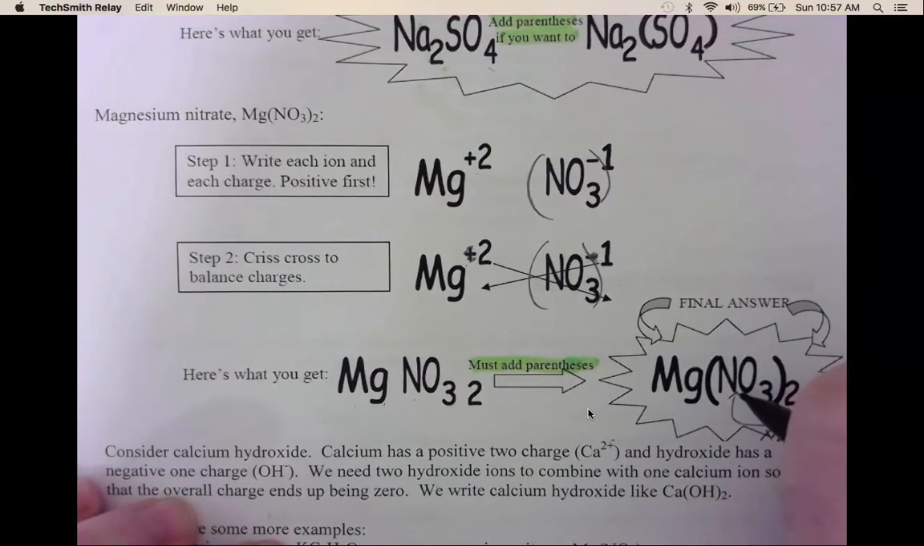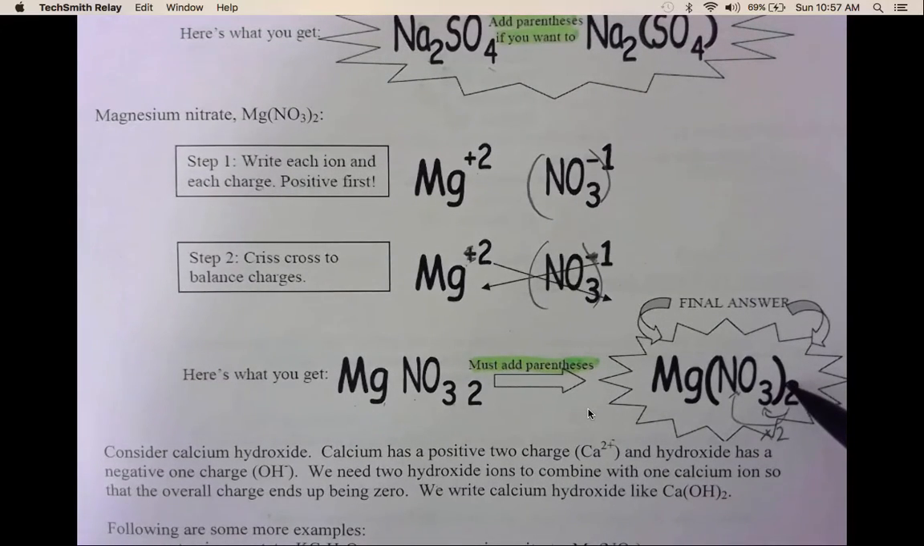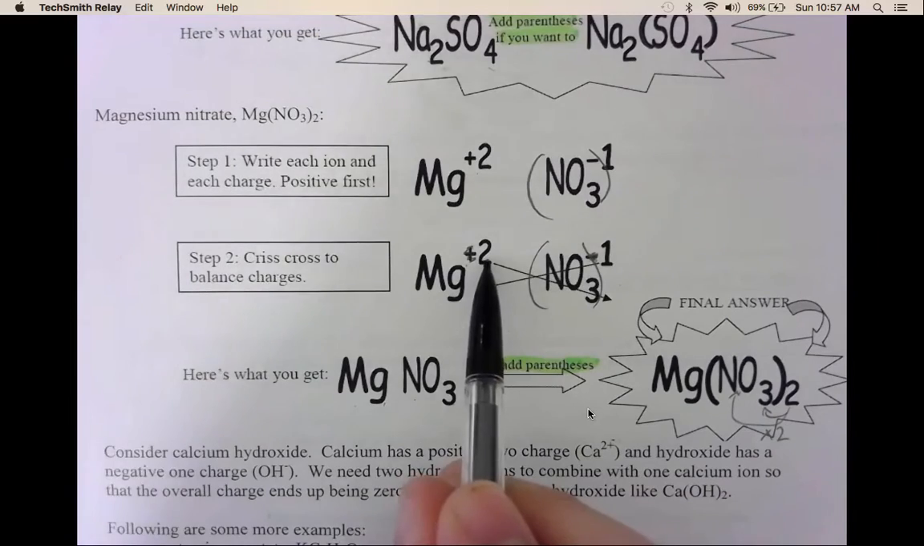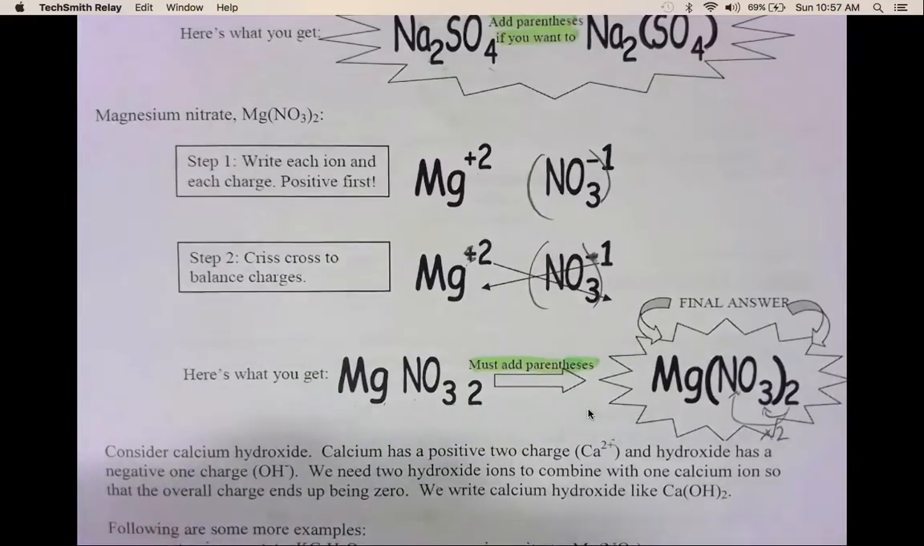So then you're going to multiply times 1 right here to have 2 nitrogens, and then you're going to multiply 2 times 3 to have 6 oxygens, and we still have 1 magnesium. So you can see the difference between when we need parentheses and when we don't. We need parentheses when there is going to be a number greater than 1 next to the polyatomic ion.